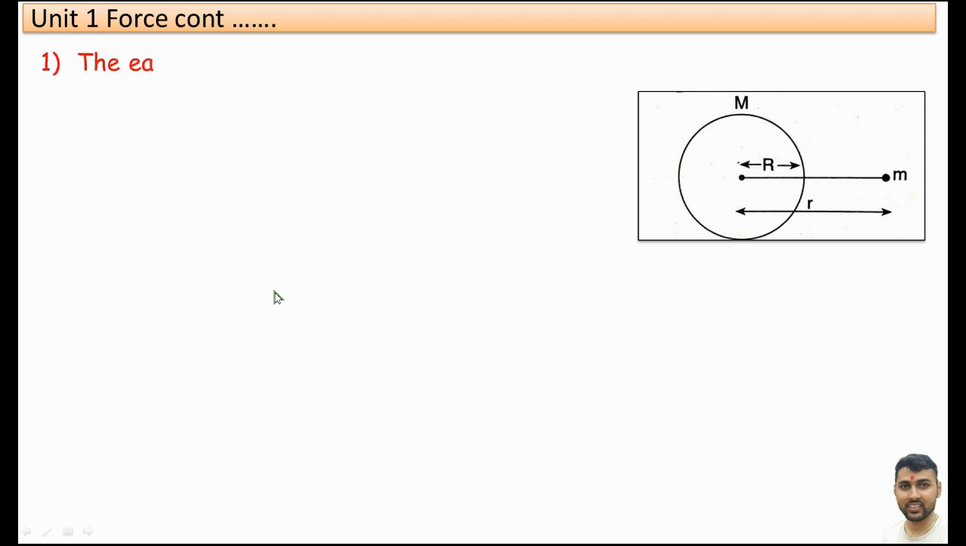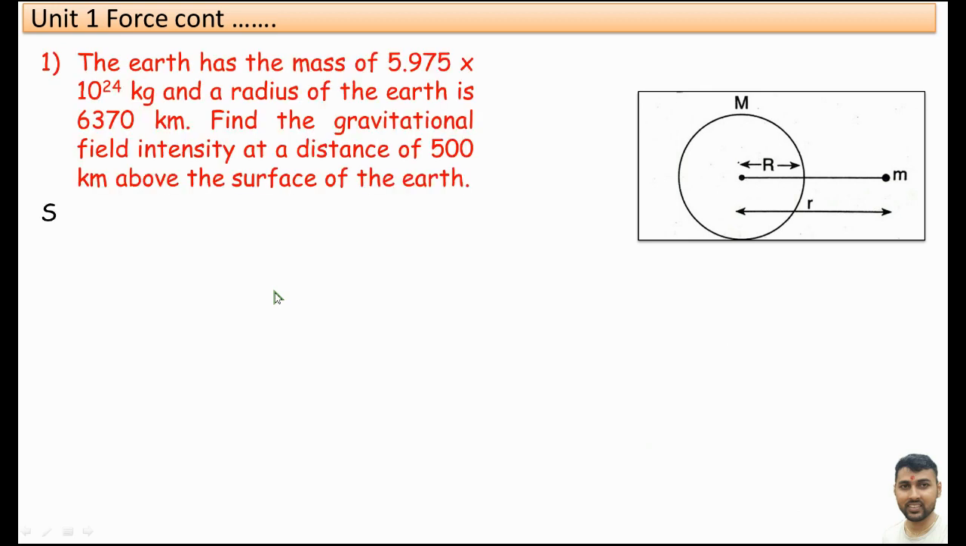Write down one numerical problem. The Earth has a mass of 5.975 into 10 to the power 24 kg and the radius of the Earth is 6,370 km. Find the gravitational field intensity at a distance of 500 km above the surface of the Earth.